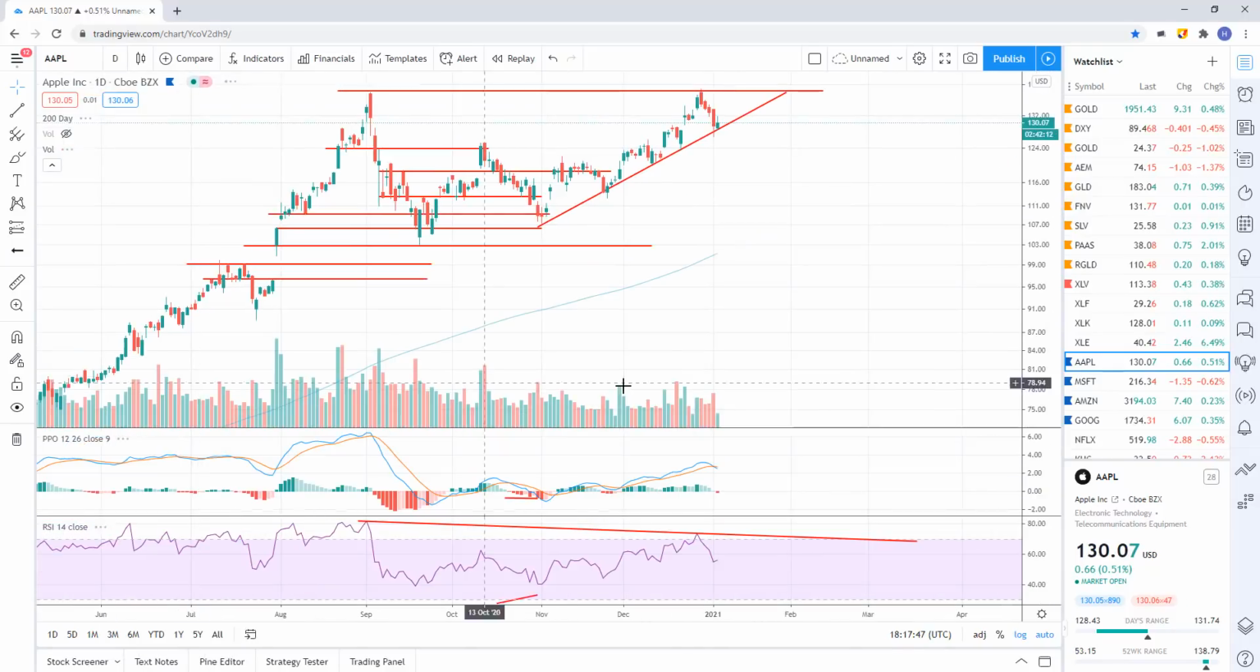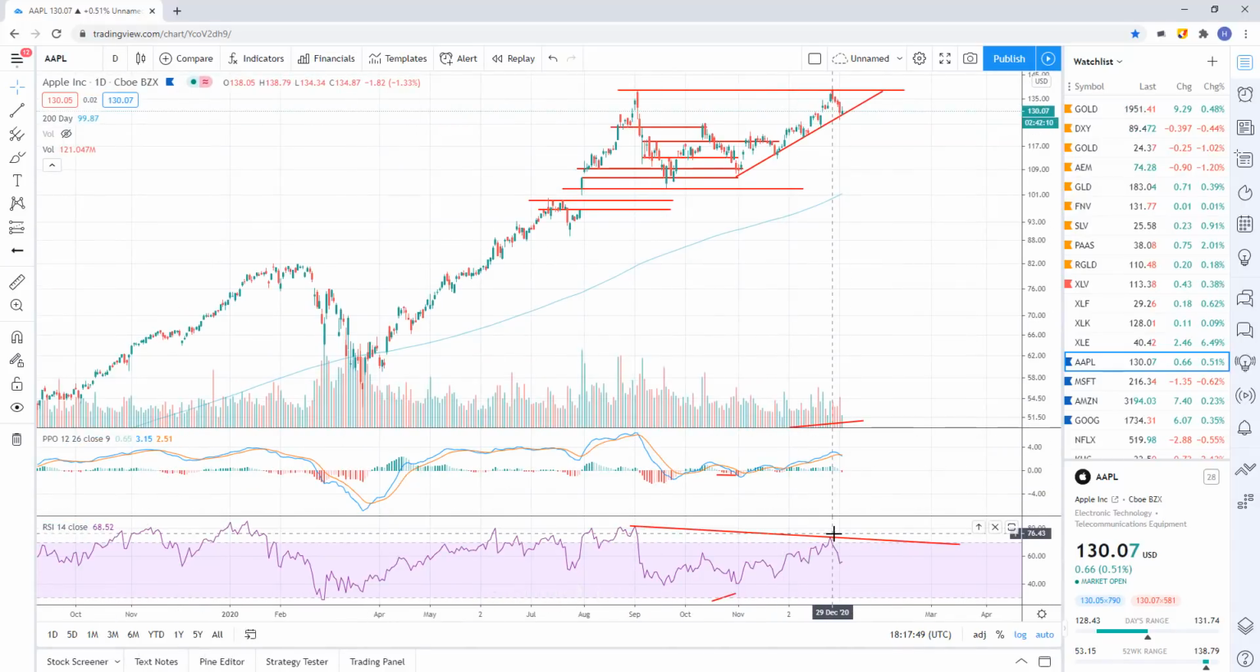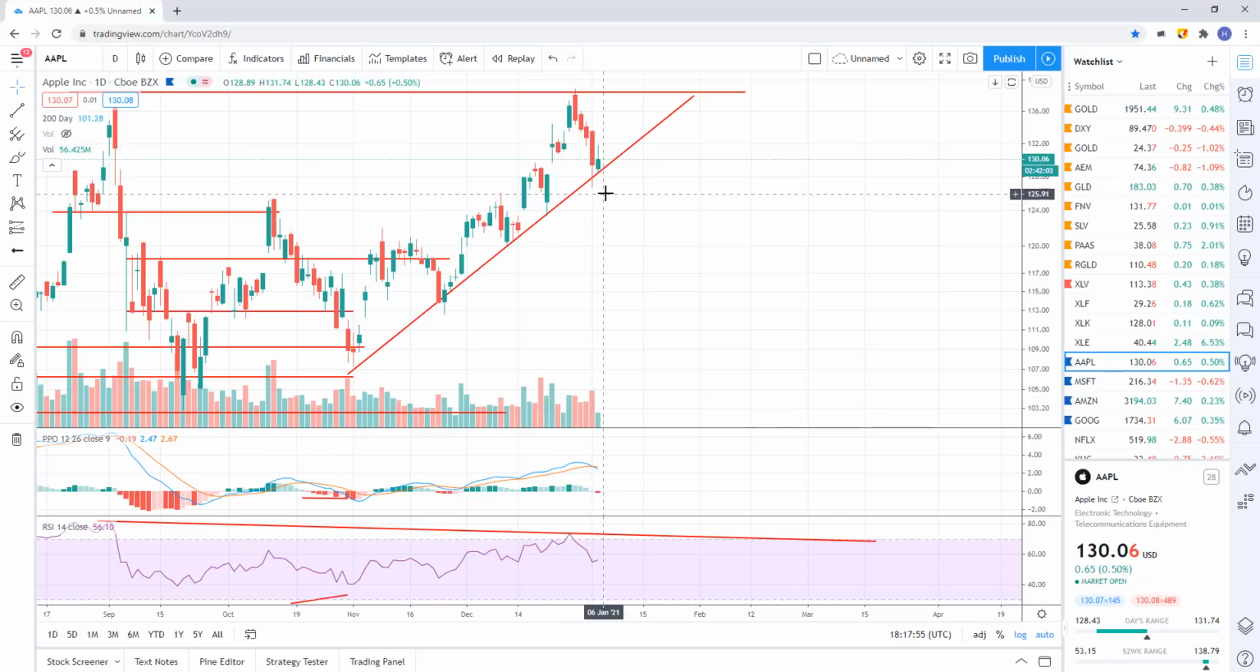Looking at Apple, we have negative divergence right there. So it's cleanly intact, telling me we're going to break this trend line. But until you do, there's no sell signal on Apple. And the tech sector is likely to not go much lower until you get that sell signal. So if you wanted to be more conservative and prudent, you could wait till you get that sell signal in Apple before taking a short position.